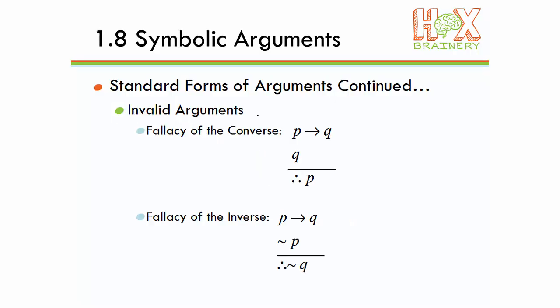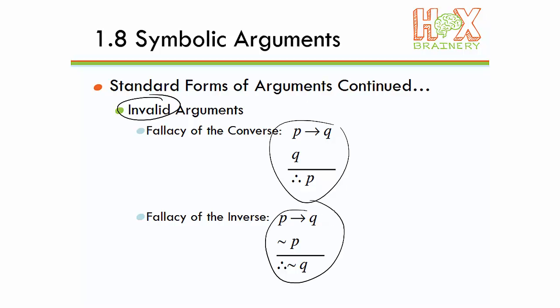You also have a few standard forms for invalid arguments. There's the fallacy of the converse, which is if P, then Q, Q, therefore P. This is an invalid argument. So that conclusion does not necessarily follow from the set of premises. And you also have the fallacy of the inverse. If P, then Q, not P, therefore not Q. That's an invalid argument.